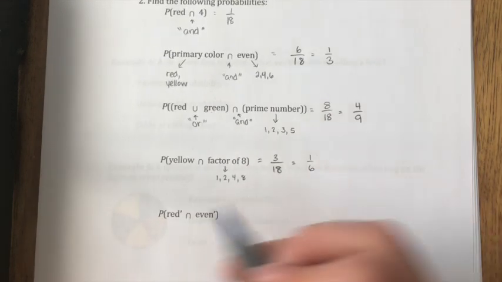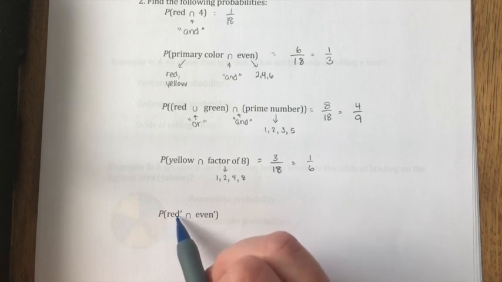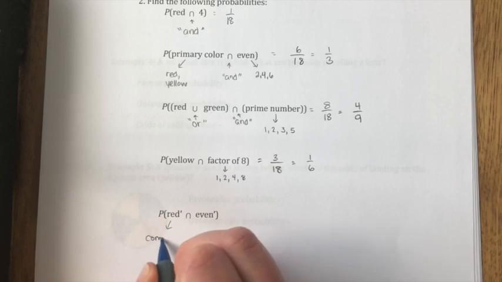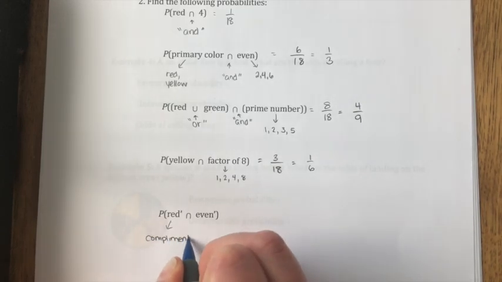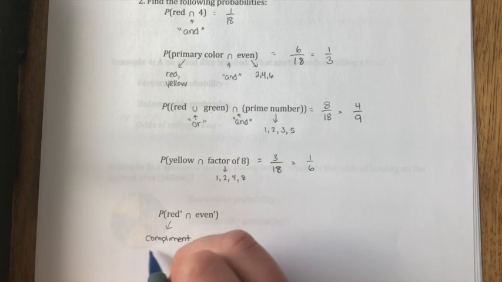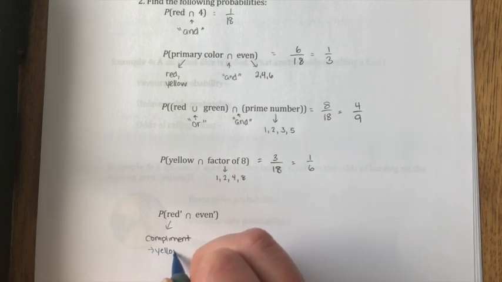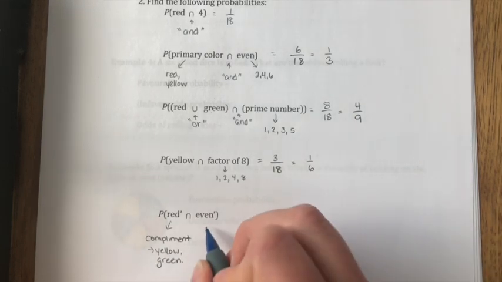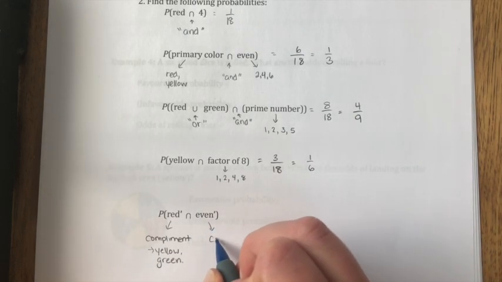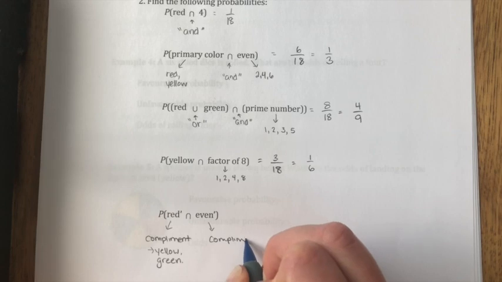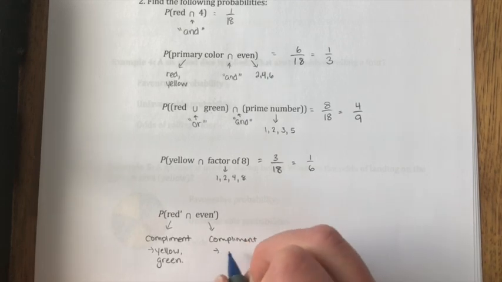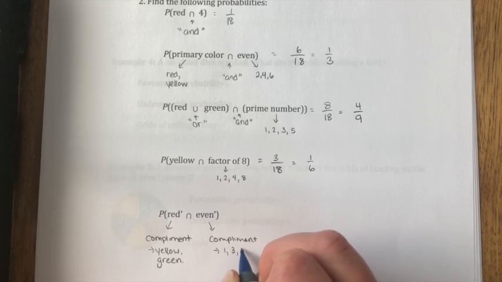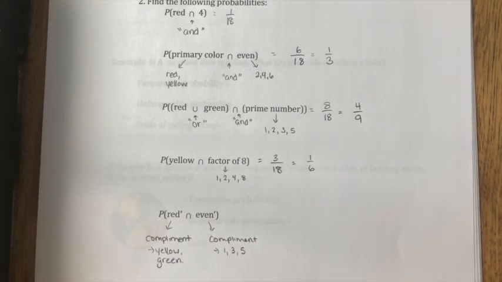Then the last one, we've got the probability of red complement. So remember that this means the complement if we have that little apostrophe. So basically that means that it's either yellow or green. It's anything that is not red. And then the complement, again, of even would be the opposite of that. So it's anything that's not even. So those would be the odd numbers, 1, 3, and 5.